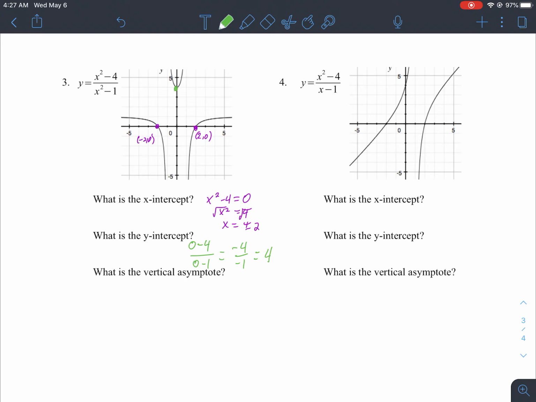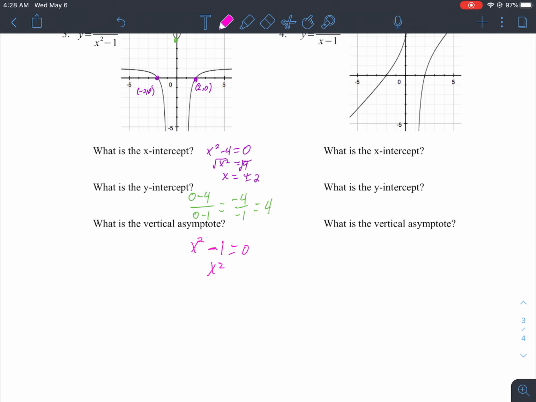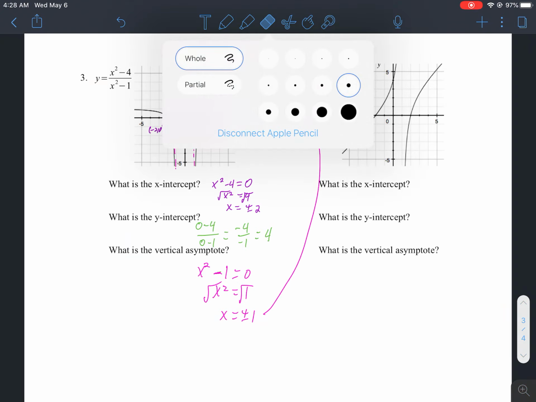And the vertical asymptote is the denominator equals 0. I'll just write it in a different color. Okay, add 1. Square root. Don't forget your plus or minus. And look up above at 1 and -1. You have vertical asymptotes. So that also works.